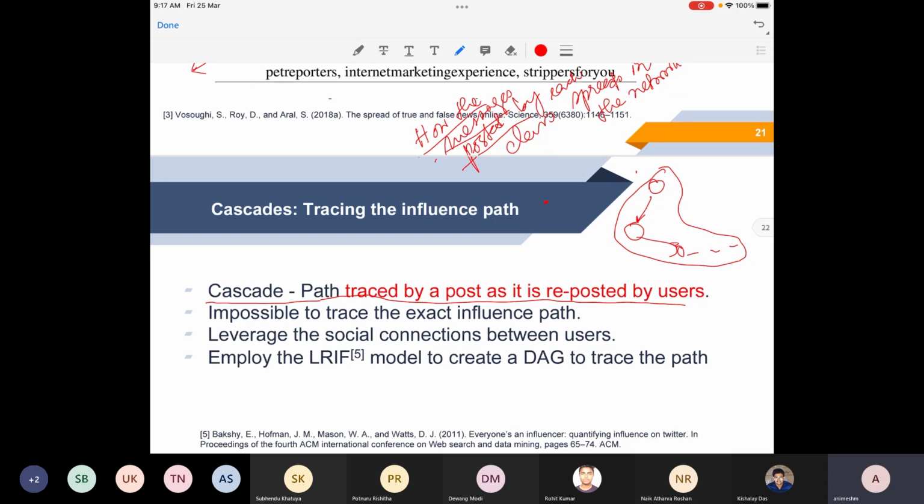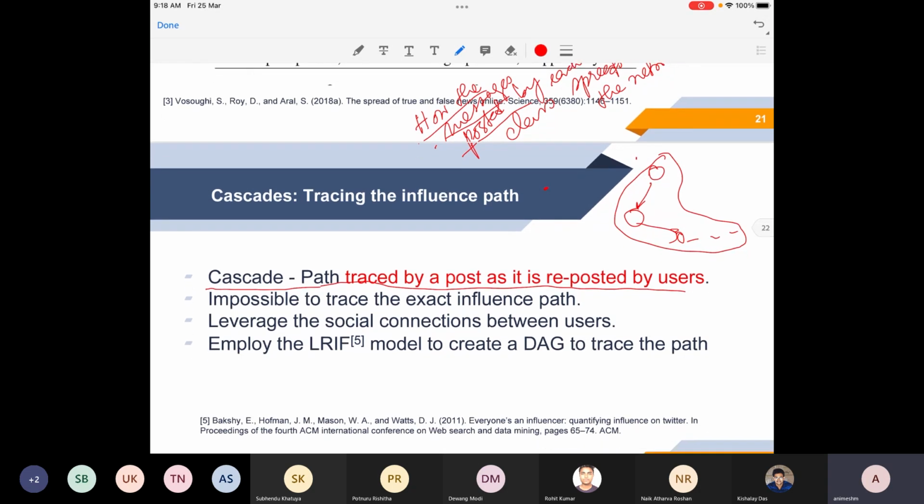Now, the problem here is that since this is a graph, it might have cycles, and we will see in a moment how cycles can come in, and therefore tracking an exact influence path is almost impossible. So we use certain heuristics to convert this graph into a special type of graph called a directed acyclic graph, a DAG, where you do not have any cycles, and therefore you can actually trace the influence path for a message. Okay, so that is what we are going to do in the next slide.